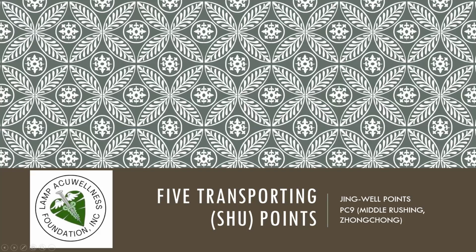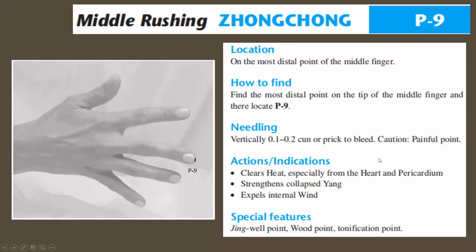Now we go to the 5 transporting points, the Jingwell points, pericardium 9. Pericardium 9 is located on the most distal point of the middle finger. How to find it? Find the most distal point on the tip of the middle finger and there locate PC9. Needling: vertically 0.1 to 0.2 cun, or prick to bleed. Caution, this is a painful point.